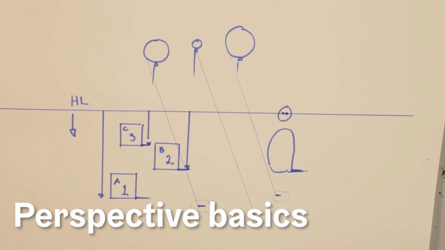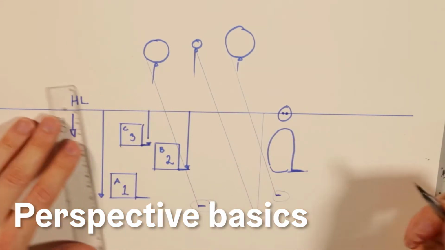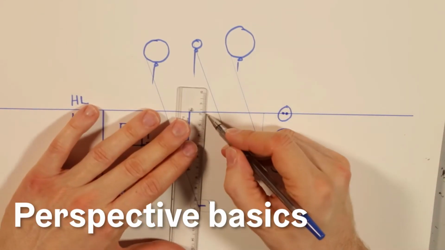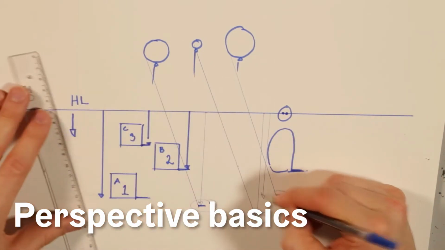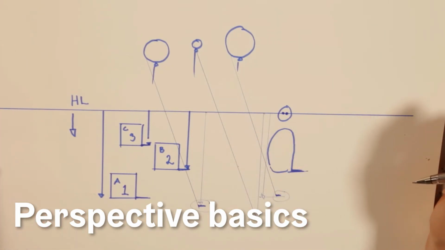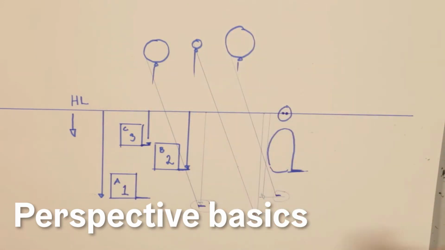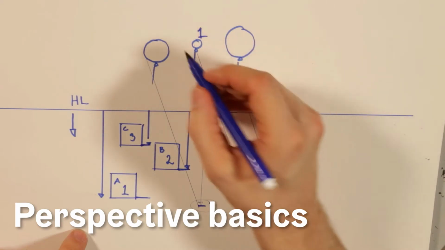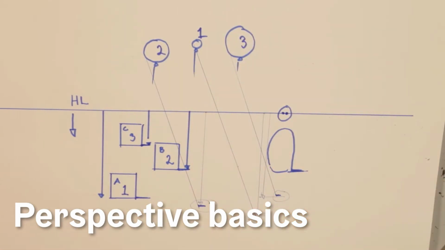If these were the shadows, the balloons would not be in the order that I first presumed. This shadow is the farthest away, this the middle, and this is the closest to the horizon line. That means that this is the closest, this is the second closest, and this is the third closest of the balloons.